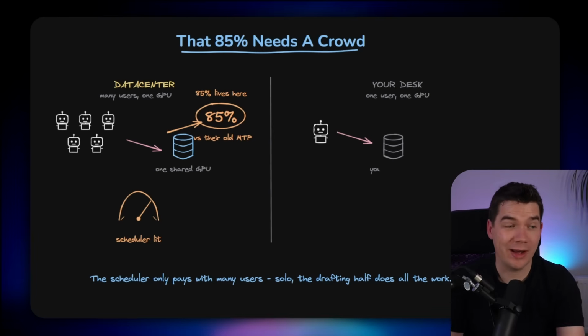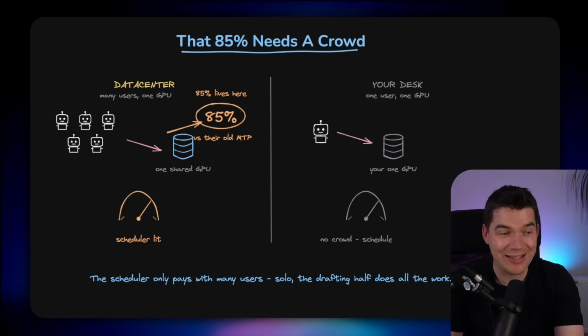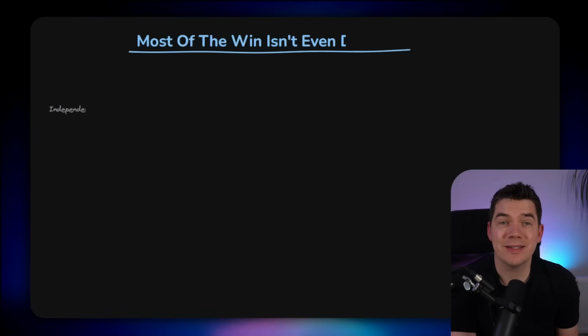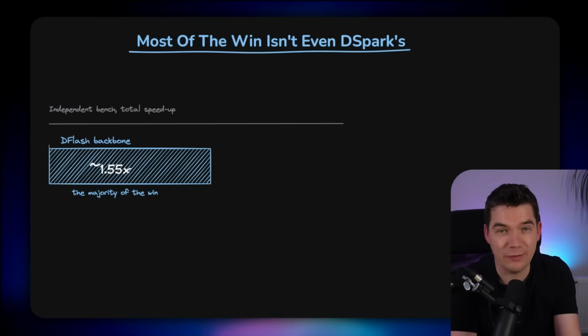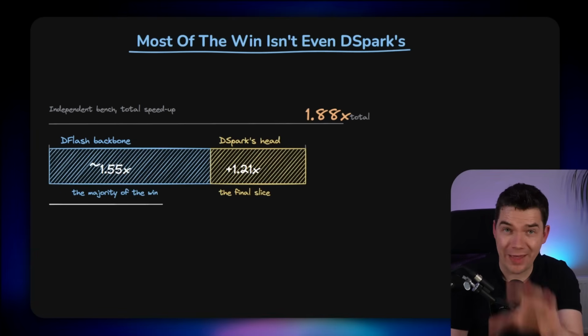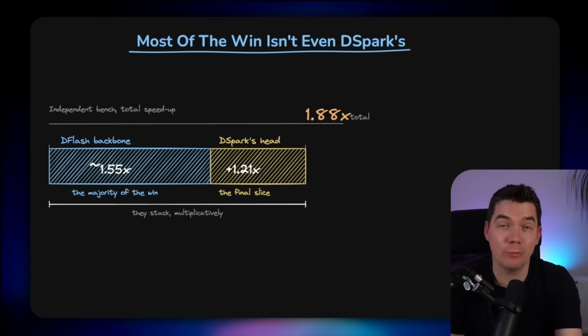If you're running local AI on your machine, you don't need a scheduler. It's going to be your own dedicated GPU. So in this case, it's the drafter that's going to do all the work for you. And this is an important point because DSpark is built on DeepSeek's previous innovation around DFlash. And that Markov head, that DSpark head that they brought in with this paper, is just adding the cherry on top of what is already improved benchmarks for speculative decoding.